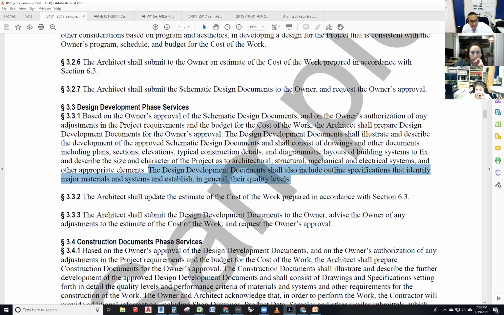It gets done in here. This is the first time we see the word specification, and it's just an outline and specification. Headers, divisions, and applicable sections of that, right?